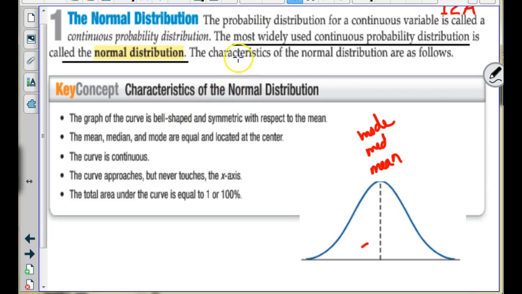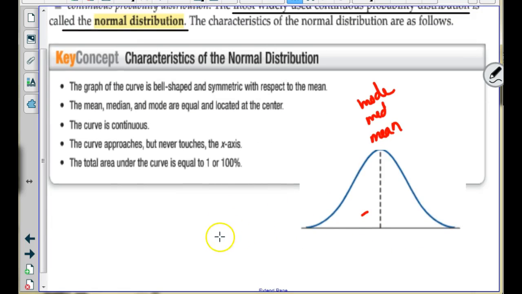A normal distribution, okay, is a widely used continuous probability distribution where the graph is kind of symmetric, and the mean, median, and mode are towards the middle. The curve is continuous. It approaches but never touches the x-axis, and the total area under the curve is 100%. So this is just talking about when you have data that's fairly evenly distributed.